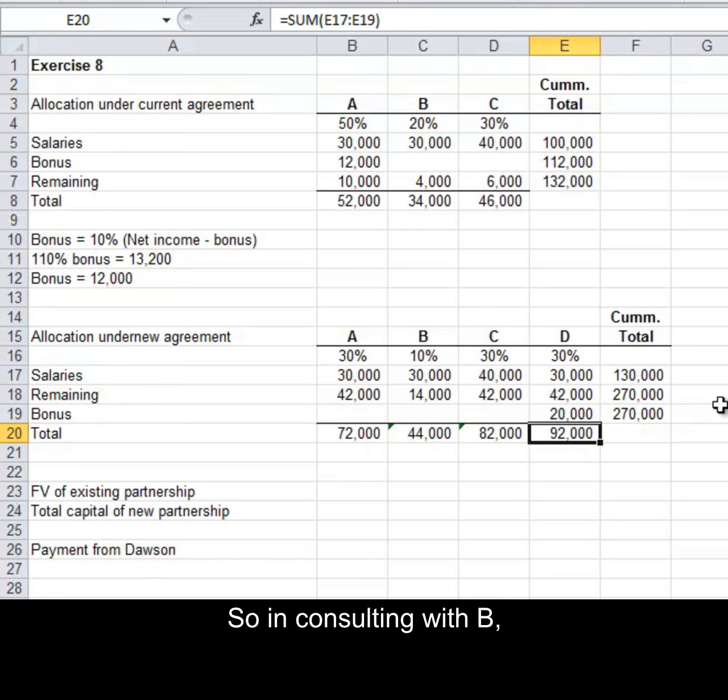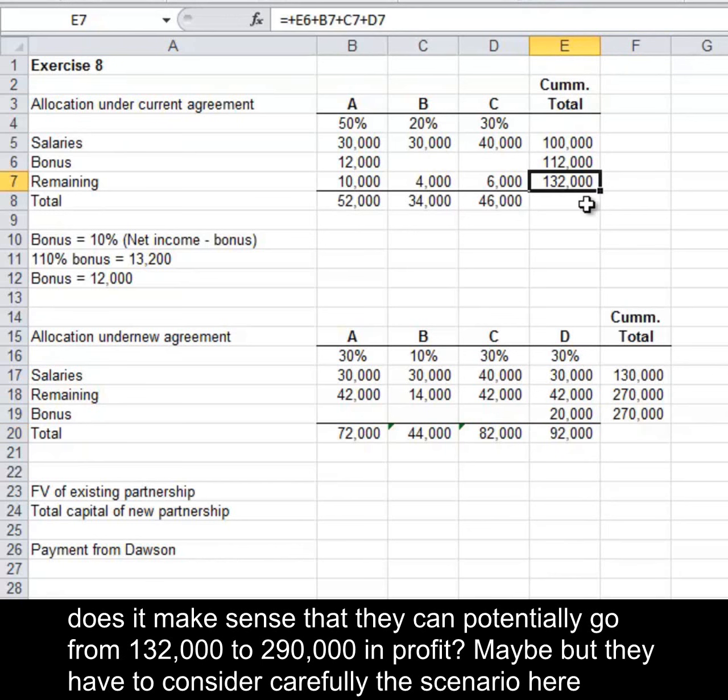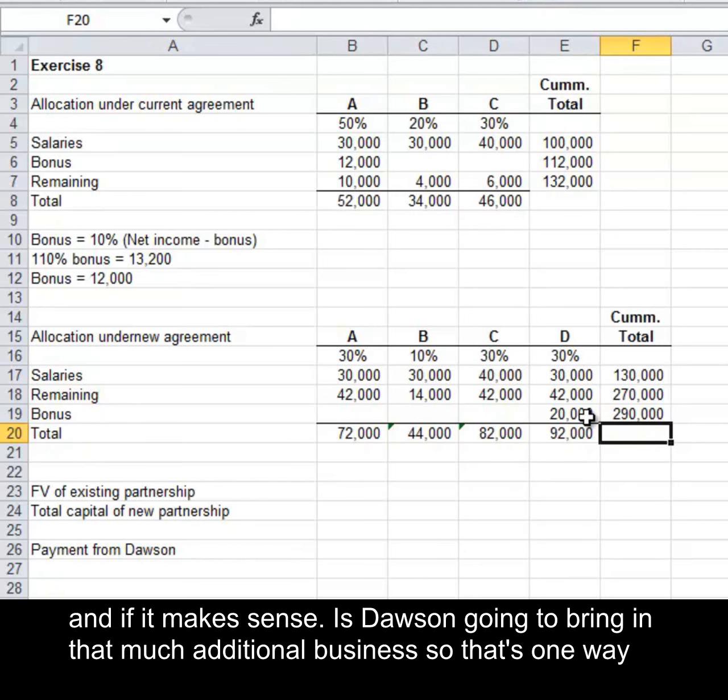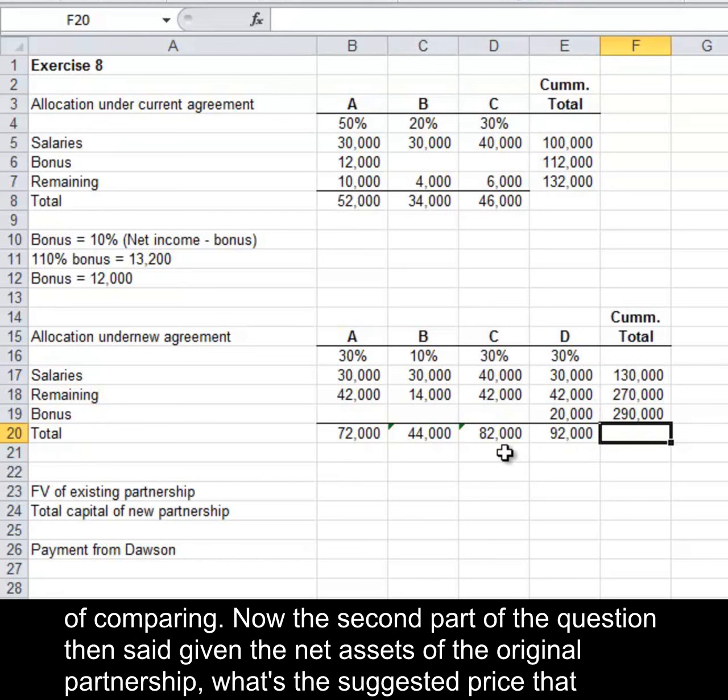So in consulting with B, does it make sense that they can potentially go from 132 to 290,000 in profit? Maybe, but they have to consider carefully the scenario here and if it makes sense. Is Dawson going to bring in that much additional business? So that's one way of comparing.